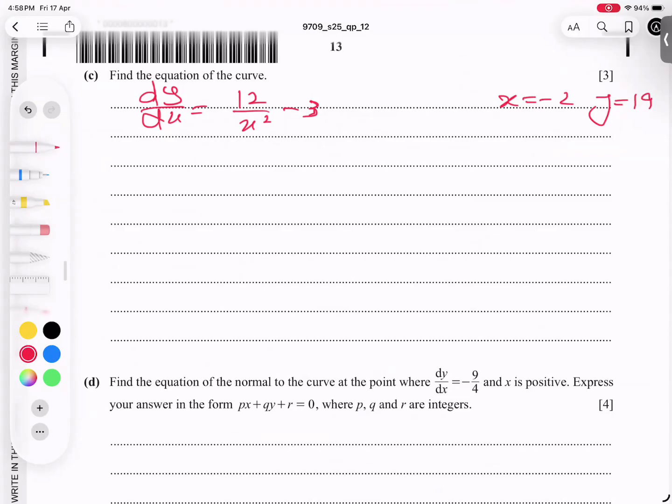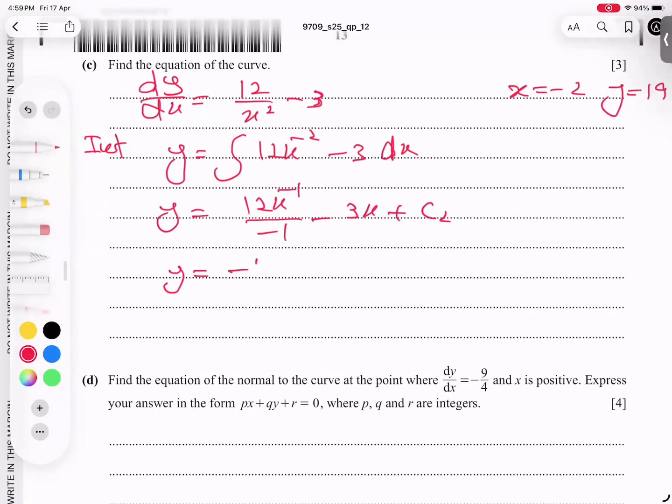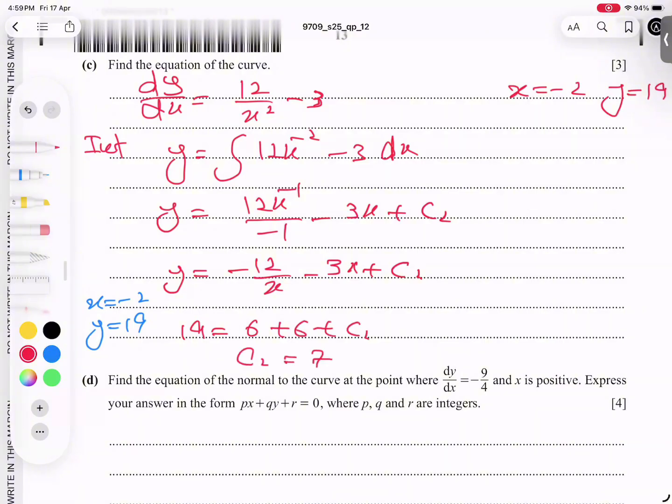So I will integrate once again. If I integrate once again, I will get y directly. And here I will bring it up. So what is the way? Increase the power by 1, divide by the same, and we get 3x plus c. Simplify: negative 12 over x. Now I'm going to plug in the values, x is negative 2 and y is equal to 19. So 19 equals, with negative 2, I'm getting plus 6, and this is also plus 6 and 12. So I got c equals 7.